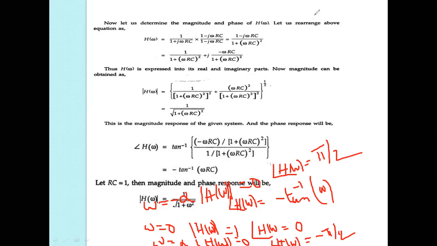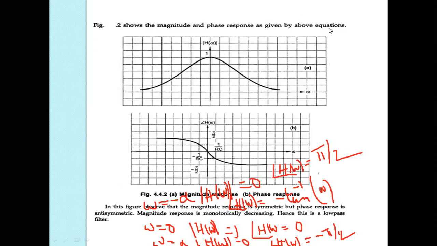Okay, my dear students. Now you can see the plot here. On the x-axis we take the frequency ω. At ω equal to 0, what is the magnitude? We got 1. And at ω equal to infinity, what is it? It is 0. At minus infinity, it is also 0. This is the magnitude plot.